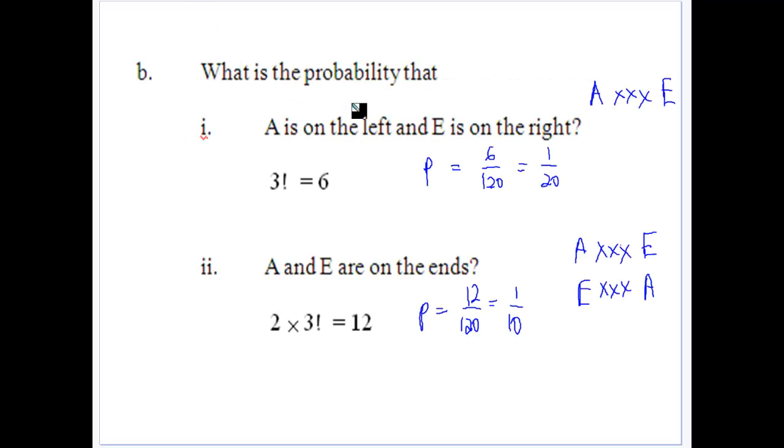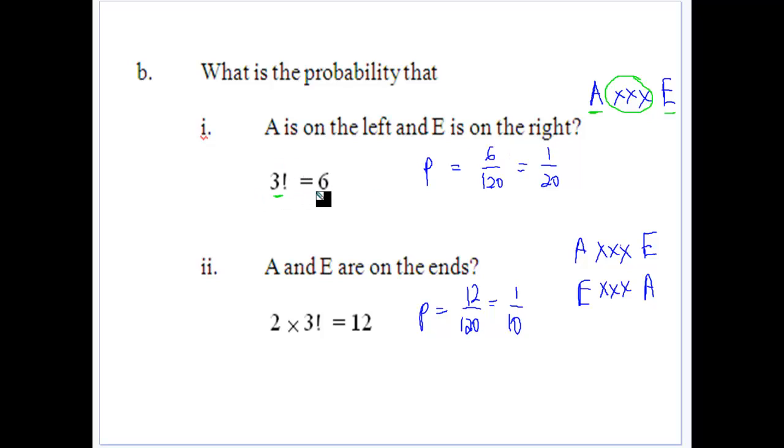So what about looking at probabilities here now? If A is on the left and E is on the right, so consider that. So this is what it's going to look like. A's there and E's got to be there. Well, if those got to be set in those two positions, really it's only the middle 3 positions that can be rearranged. So the other 3 objects can be arranged in 3 factorial ways because A's got to be in a particular spot, E's got to be in a particular spot.